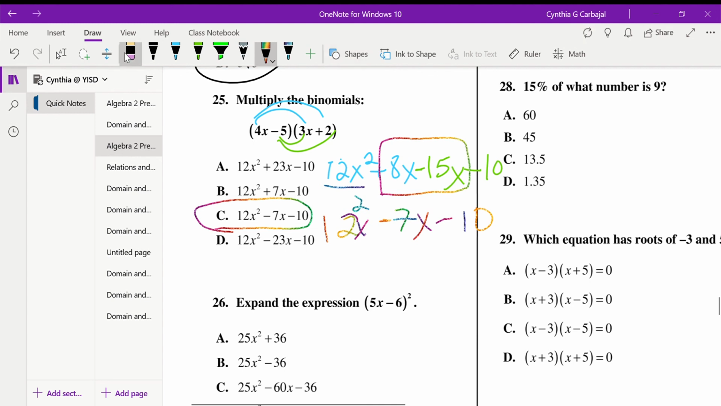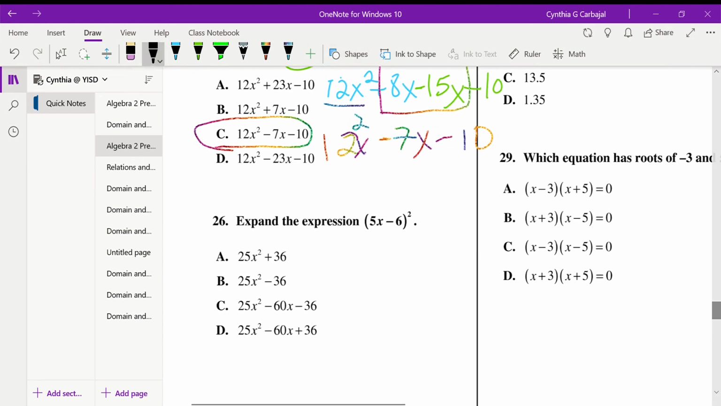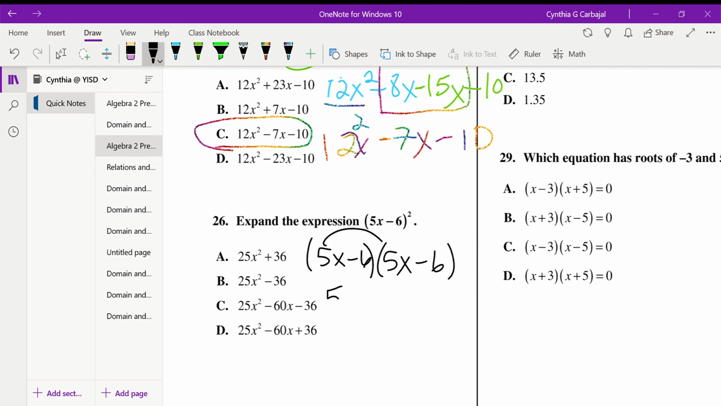Alright, next one. 26. It says expand this, so it has 5x minus 6 squared, so pretty much times itself twice. So we're going to do the same thing we did on 25. 5 times 5 is 25, x times x is x squared. 5 times negative 6 is negative 30x, and then negative 6 times 5 is negative 30x again. And then negative 6 times negative 6 is positive 36.